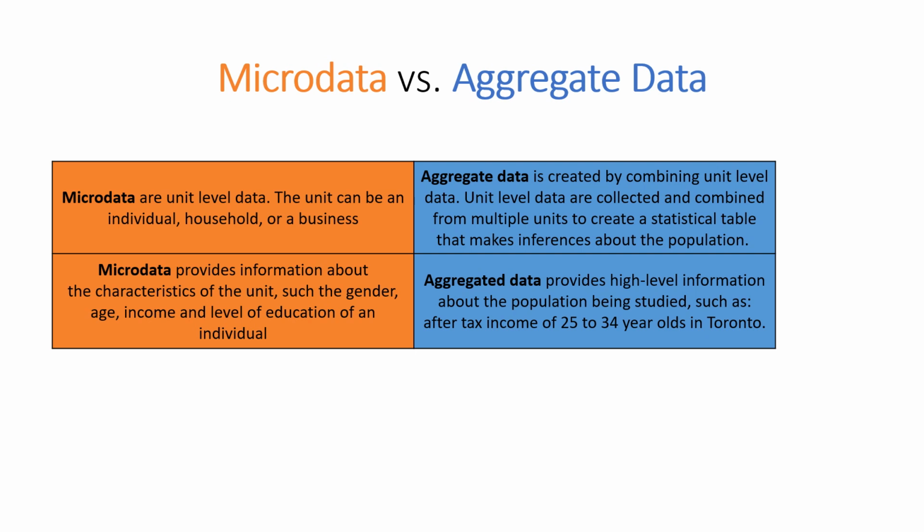Aggregate data, on the other hand, is created by combining unit-level data. Unit-level data are collected and combined from multiple units to create a statistical table that makes inferences about the population. Aggregated data provides high-level information about the population being studied, such as after-tax income of 25 to 34-year-olds in Toronto.